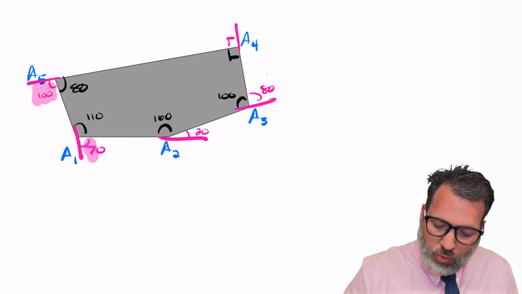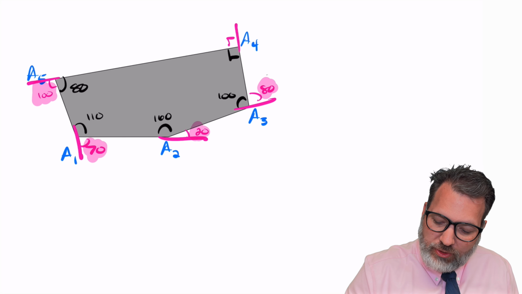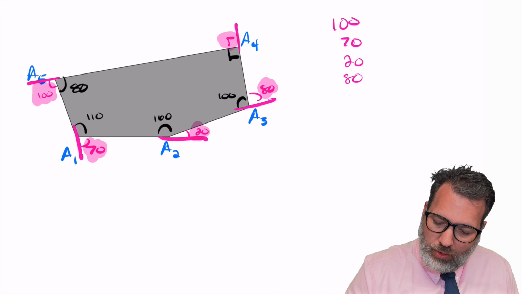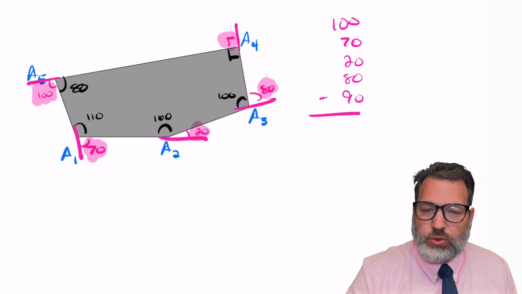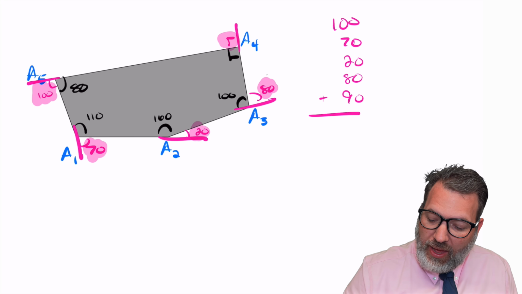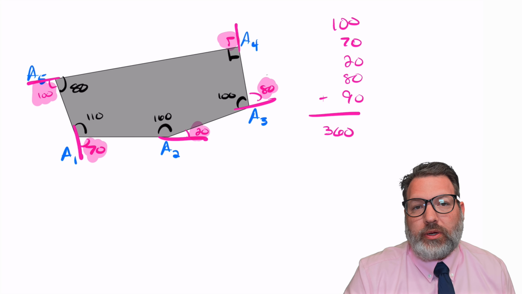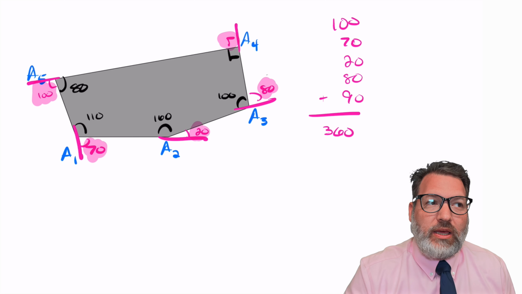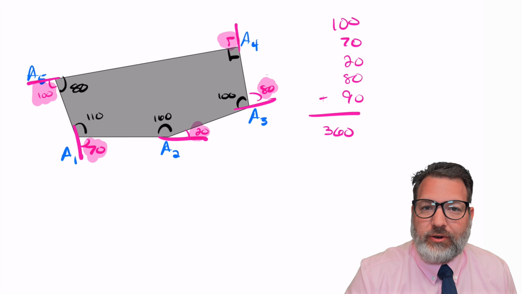Now, because this is one particular polygon, if we're interested in the sum, we could literally just add these numbers together. 100 plus 70 plus 20 plus 80 plus 90 adds up to 360 degrees. And maybe that number is significant to us, maybe not, but it is what it is if we just actually add those exterior angle measures.